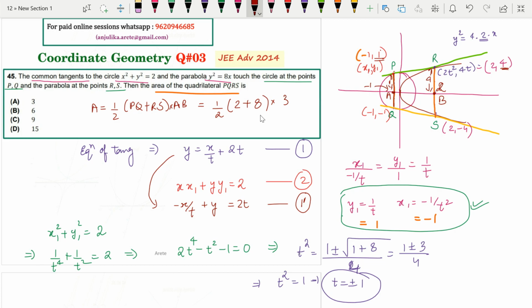So what value are we getting? That's 10 upon 2 into 3, that's 15. So 15 is your correct answer. Not much work, but a nice question. See you with another one.